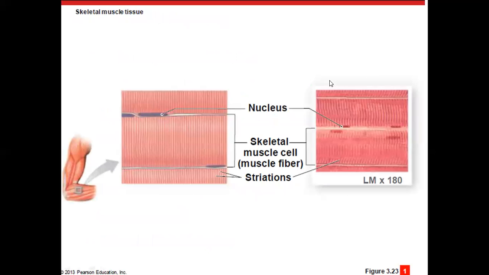So here's skeletal muscle. These bands are the striations. When we talk about muscle, we'll cover what these striations are. This is one muscle cell, long and cylindrical, with striations, those darker bands, and here's one nucleus and two nuclei in the same cell. So multinucleated, striated, and long tubular cells.